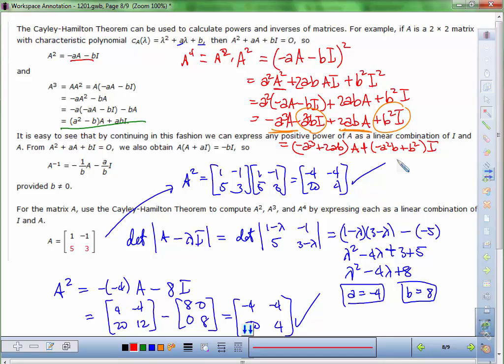Do we need to do that? Yeah, you guys can figure that out.